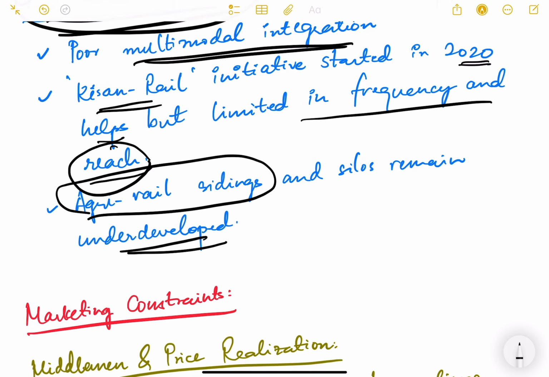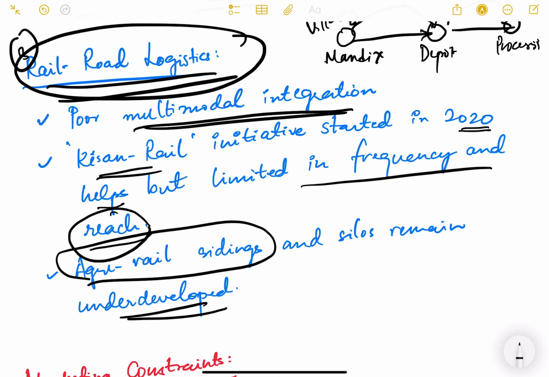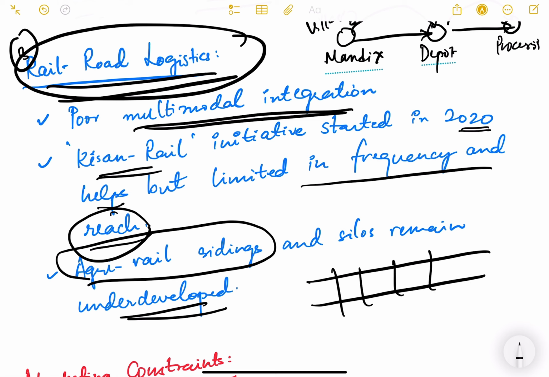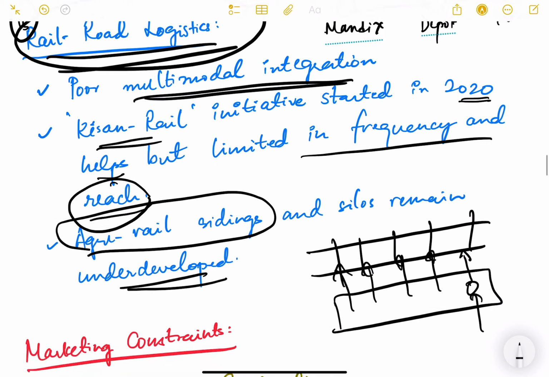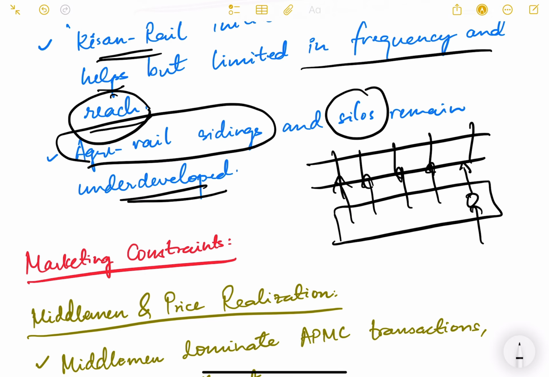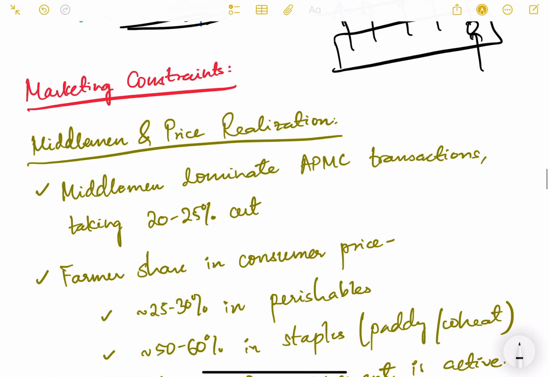Rail siding means basically small godowns or small sheds near the railway line. So suppose this is a railway line. Near this there will be big warehouses, sheds where the farmers can bring their produce so that it can easily be loaded onto the train. But these railway sidings are poor, a lot of permission required, local politics involved. Silos are also the same thing, they are still underdeveloped. So we need to do a lot of infrastructural development.